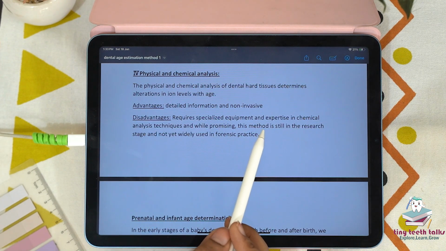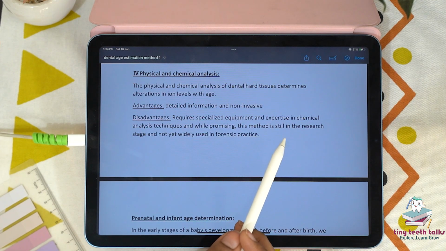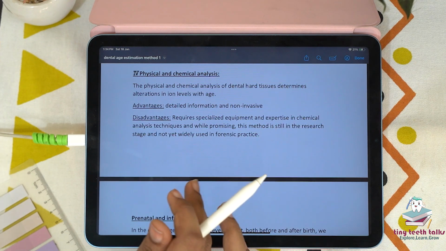Disadvantages: require specialized equipment and expertise in chemical analysis techniques, and while promising, this method is still in the research stage and not yet widely used in forensic practice.